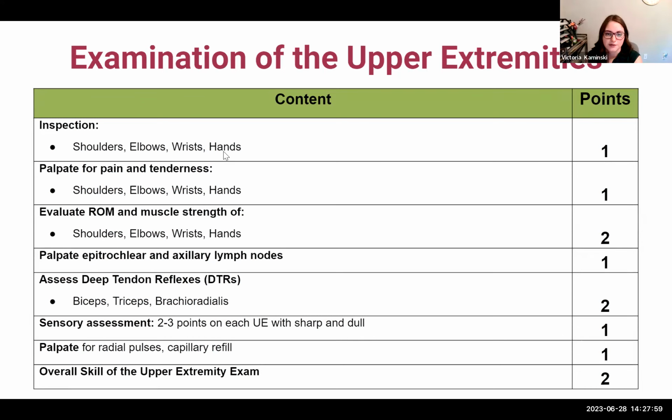So please reference those dedicated rubrics and the associated Bates reading themselves. This is just the introduction of these topics for inspection, palpation, and evaluation of range of motion and muscle strength. You're going to do that for all areas: the shoulders bilaterally, elbows bilaterally, wrists bilaterally, and hands bilaterally. You're going to palpate the epitrochlear and axillary lymph nodes.